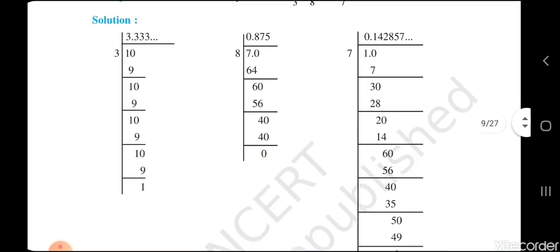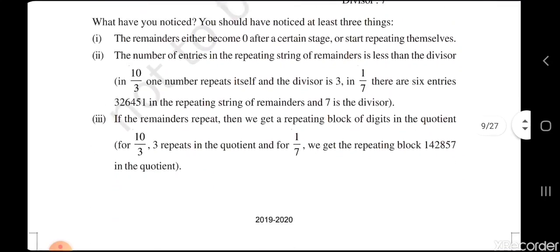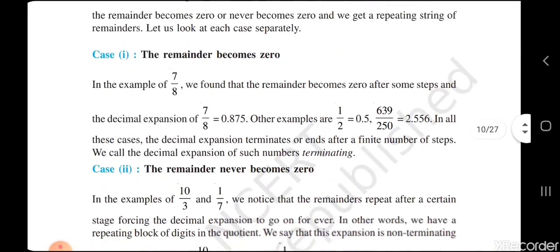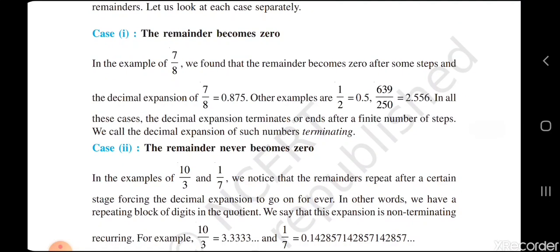On the division of p by q, we have two cases. The first is that the remainder becomes 0, and case 2 is that the remainder never becomes 0. In the first case, in the example 7 upon 8, we found that the remainder becomes 0 after some finite steps. So the decimal expansion terminates or ends after a finite number of steps, and we call the decimal expansion of such numbers terminating.